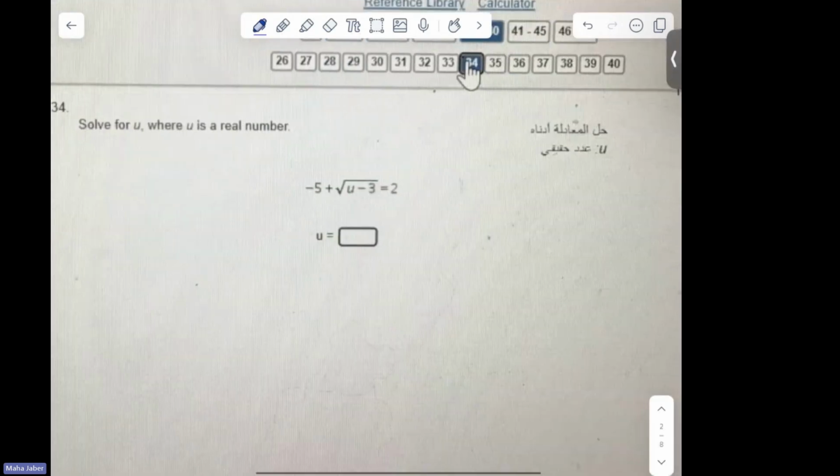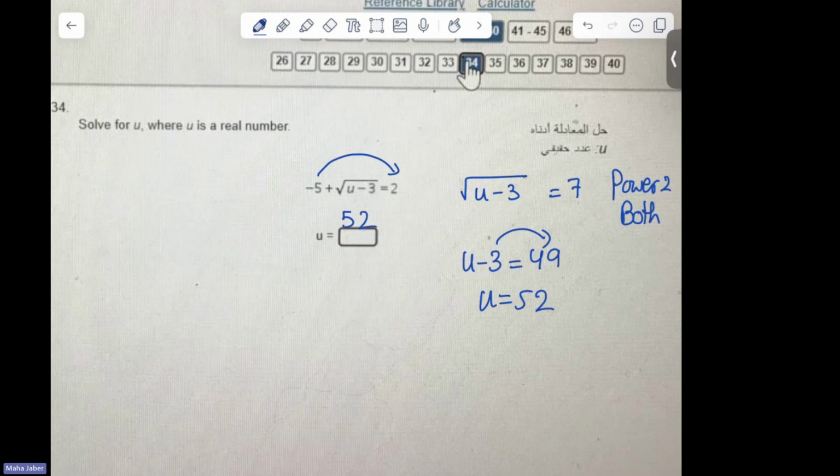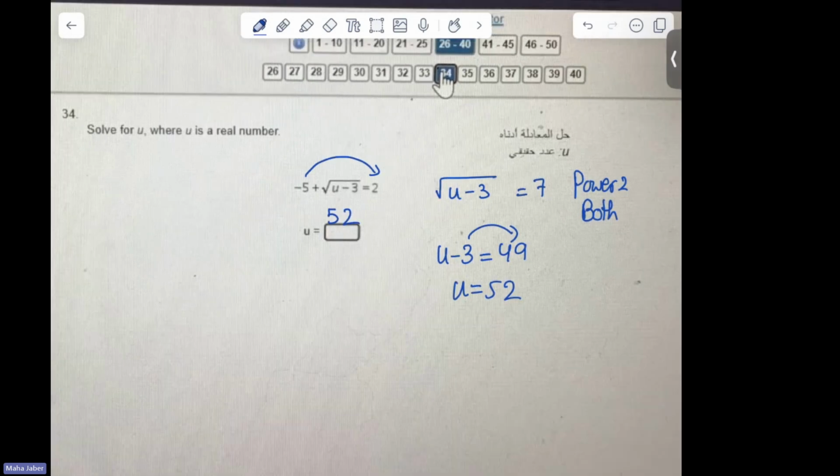Here it's a silly question, you can solve it. You move this one here, you will have u minus 3 equals 7. Now raise both to the power 2, you end up with u minus 3 equals 49. You move this one, u equals 52. Again, in the old calculator, this question could be solved using calculator shift solve. Now you need to try it manually.